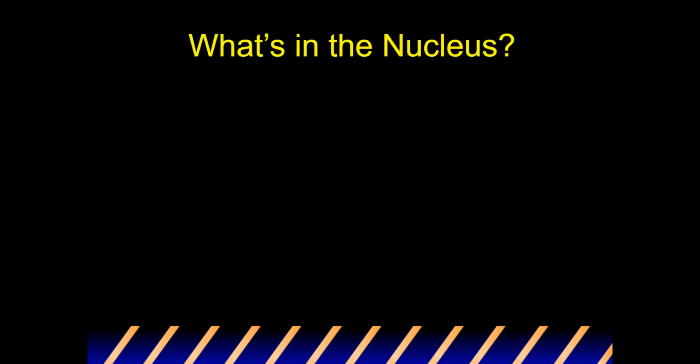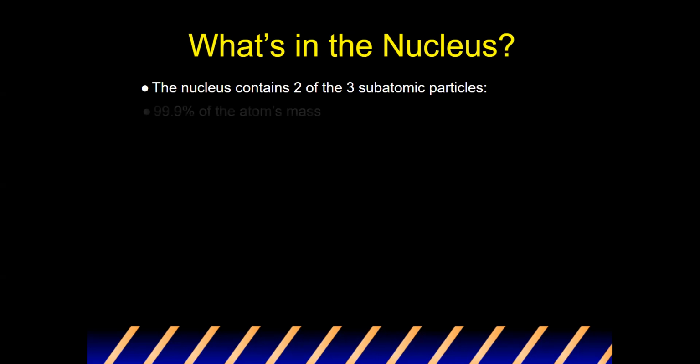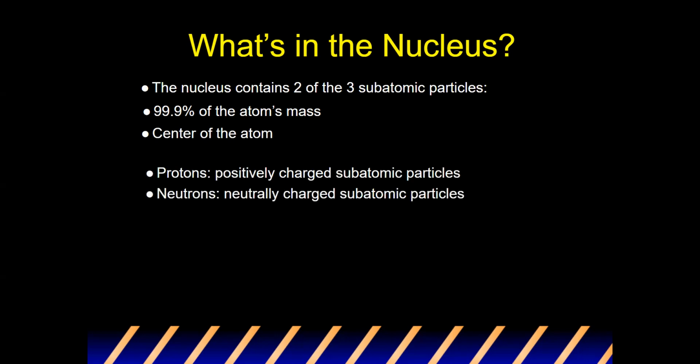All right, so what's actually inside of the nucleus? It contains two of the three subatomic particles. I mentioned it contains the majority of the mass. You can see 99.9%. Again, it's the center of the atom. Let's talk about the two subatomic particles that are located there. Protons are one, and protons are positively charged subatomic particles. And the neutrons are also inside of the nucleus, and those do not have any electrical charge. So those are considered neutrally charged subatomic particles.